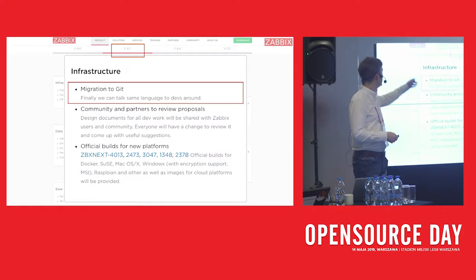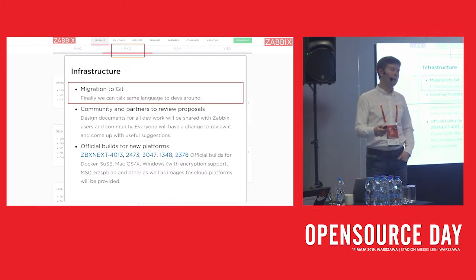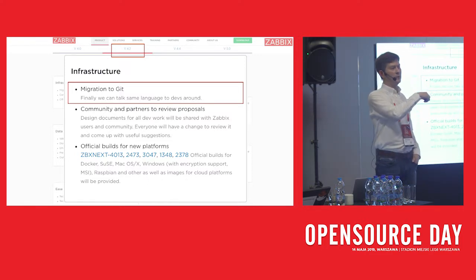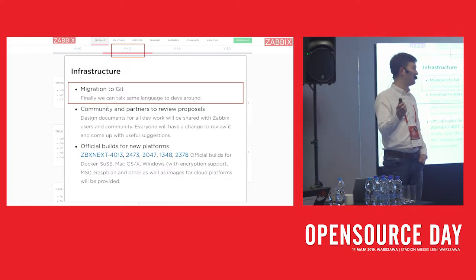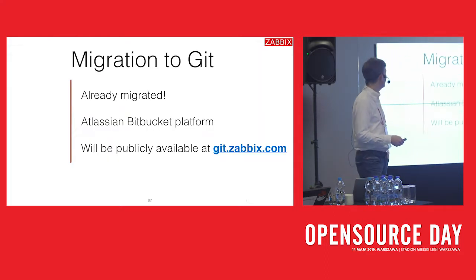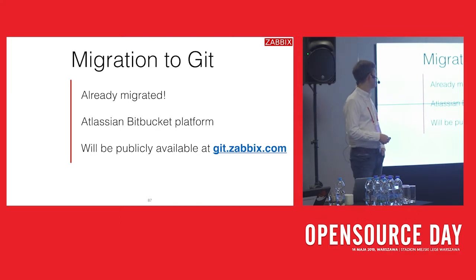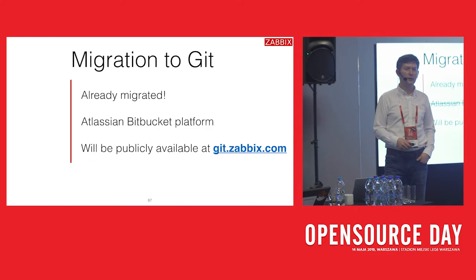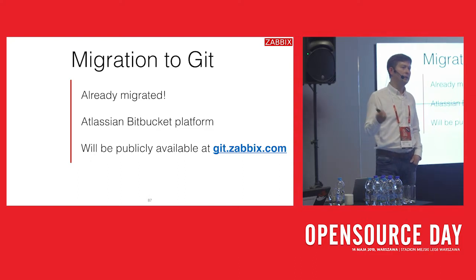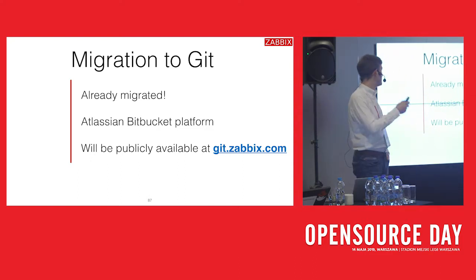Infrastructure. In 4.2, we promised that we are migrating to Git. Zabbix has a 20-year history. We started with CVS, then we migrated to Subversion. Now it's finally time to migrate to Git, and it's already done. We evaluated GitHub, GitLab, and also Bitbucket.